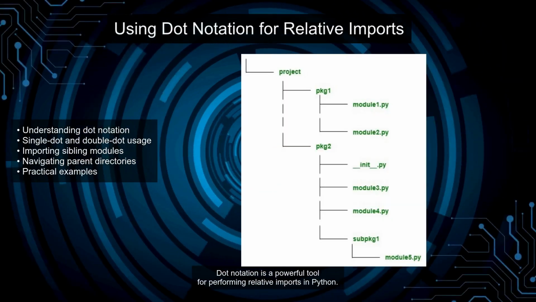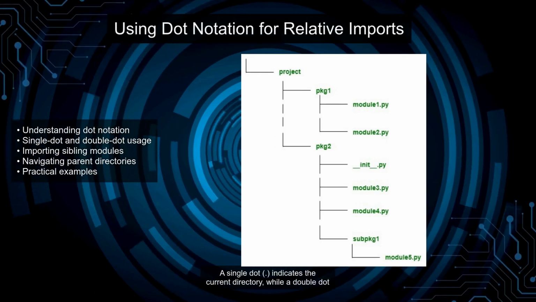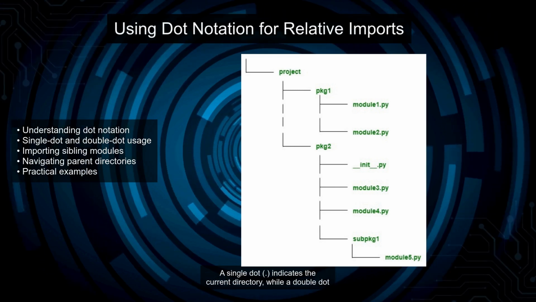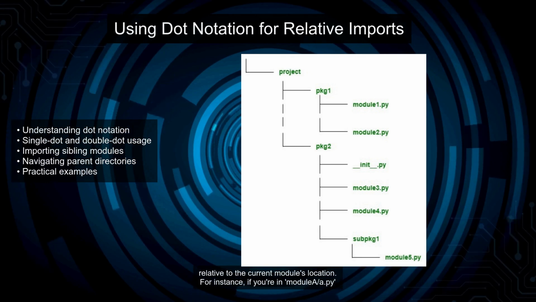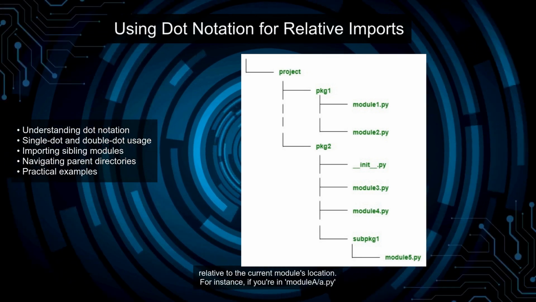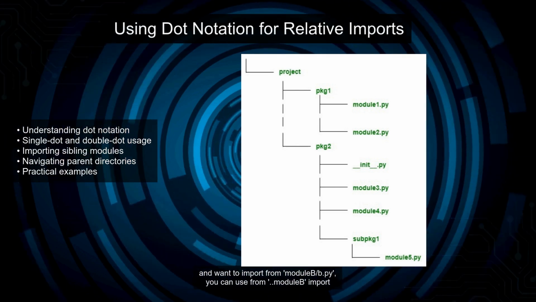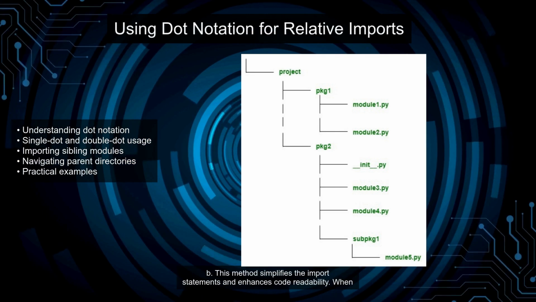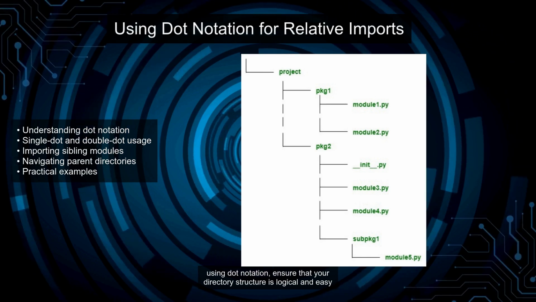Dot notation is a powerful tool for performing relative imports in Python. A single dot indicates the current directory, while a double dot indicates the parent directory. This notation allows you to import modules relative to the current module's location. For instance, if you're in modulea.py and want to import from moduleb/b.py, you can use from .moduleb import b. This method simplifies the import statements and enhances code readability.